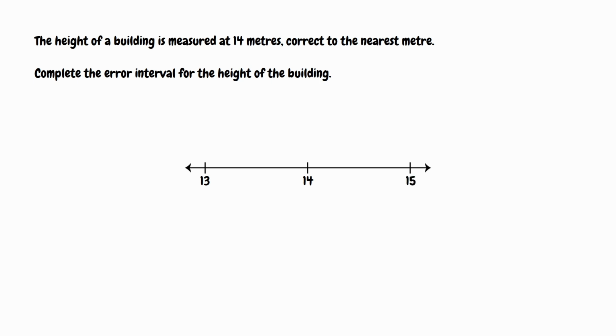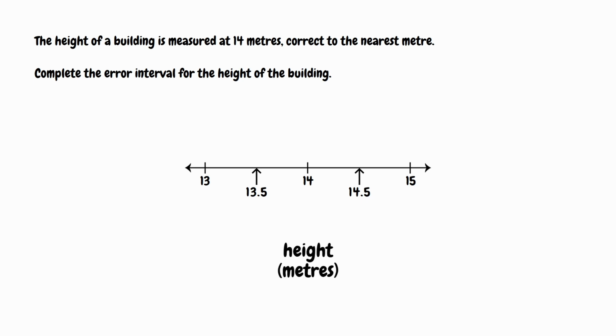So now to find the lower bound and the upper bound, we have to find the numbers that fall between these values. So for our lower bound, we want the number that falls between 13 and 14. Well, that would be 13.5. And similarly, to find the upper bound, we want the number that falls between 14 and 15. Well, that would be 14.5. So now we can write our interval.